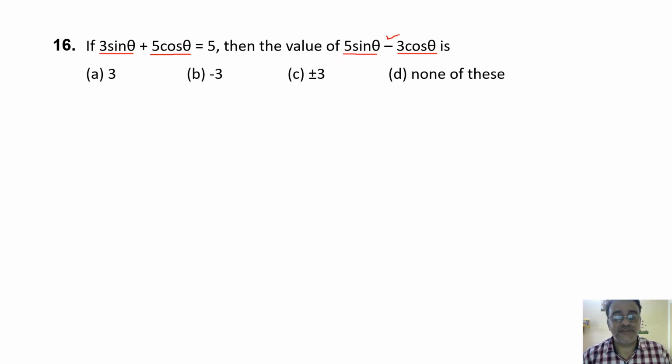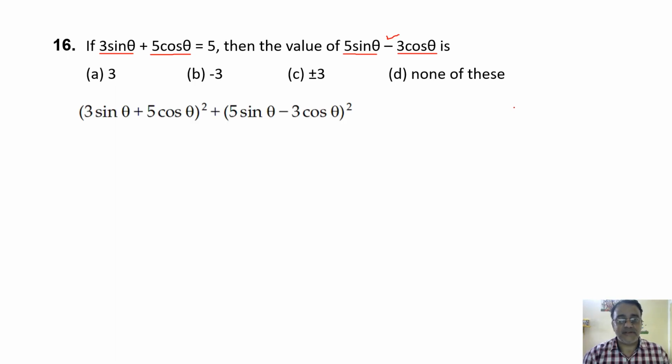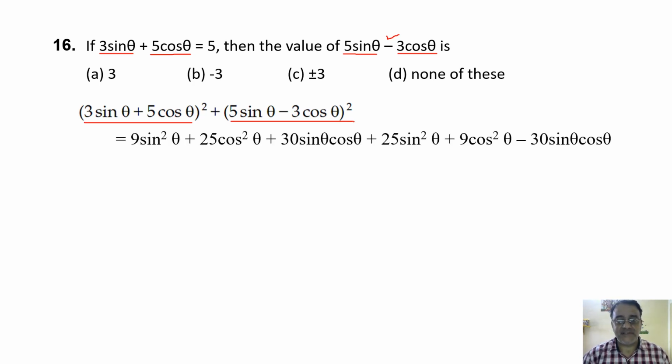So whenever such a type of question comes, you immediately take the sum of squares of the left hand side of both. So that is 3 sin theta plus 5 cos theta whole square plus 5 sin theta minus 3 cos theta whole square. Whenever you get such a situation, you have to do this. Okay, now what is the square of this one? 9 sin square theta plus 25 cos square theta plus 30 sin theta cos theta, right? And here, 25 sin square theta plus 9 cos square theta minus 30 sin theta cos theta. Is this step clear?